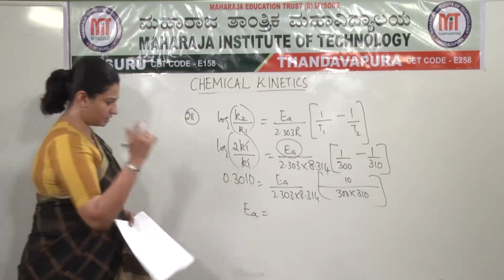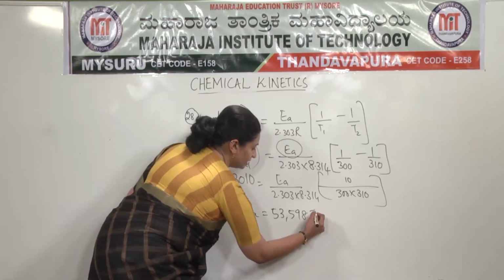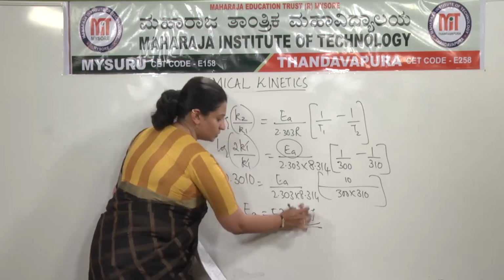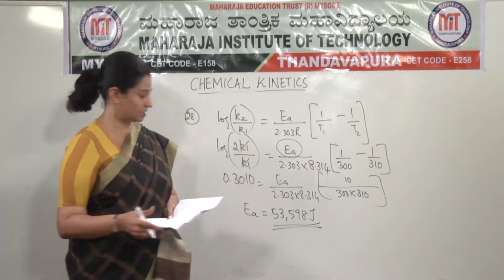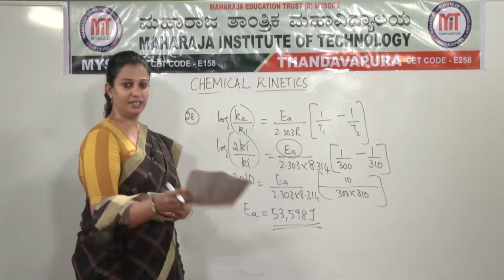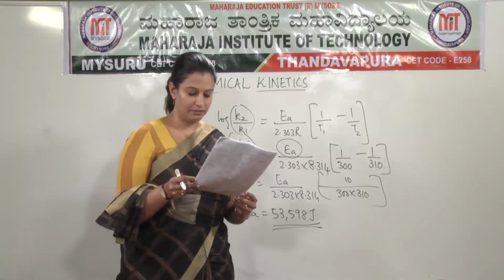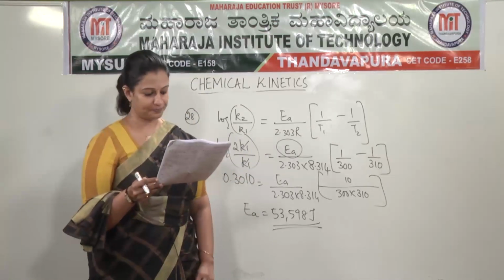The value of EA that you will be getting is 53,598 joules. So, remember this is in joules, but the options given are in kilojoules. So, 53,598 joules can be taken as 53.6 kilojoules. Option B. 53.6 kilojoules.